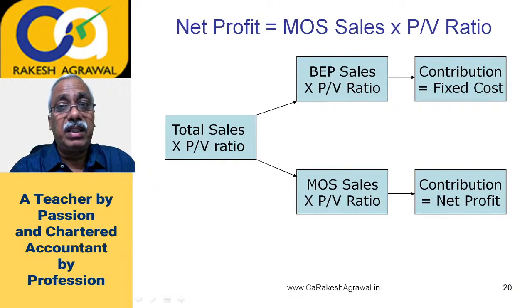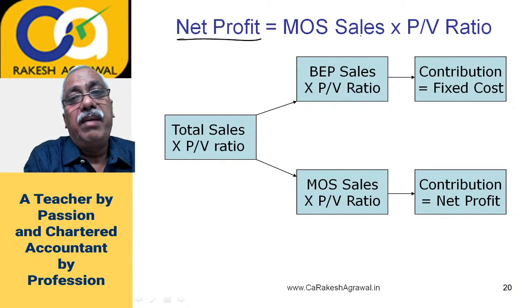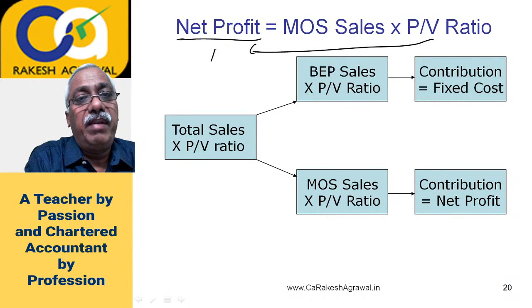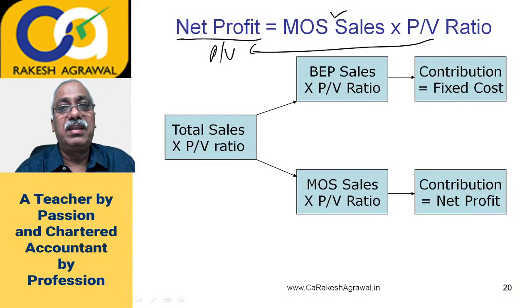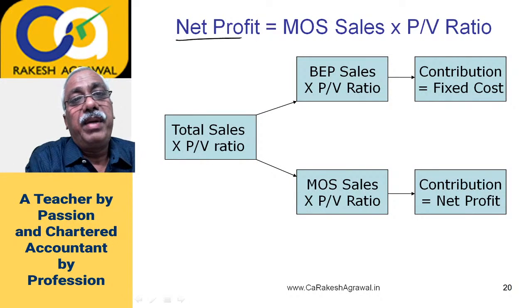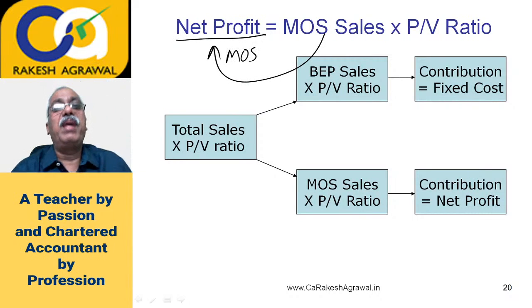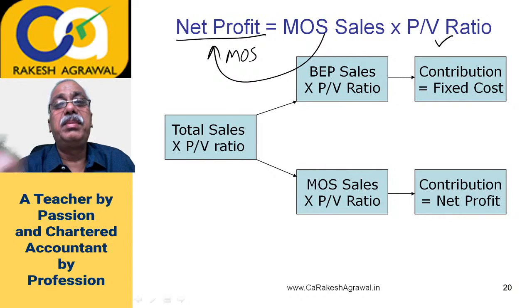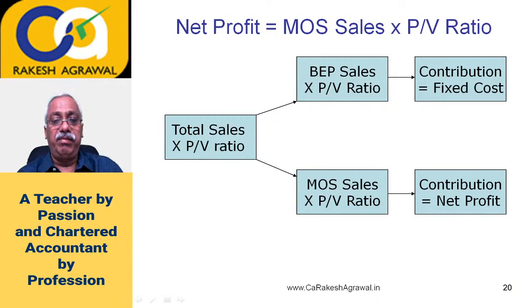And my dear friends, by shuffling this formula, you will get two more formulas. Net profit divided by PV ratio, you will get margin of safety sales, correct? If I bring PV ratio to the left side. Or net profit divided by margin of safety sales, you will get PV ratio. So this reshuffling can be done, and you will get multiple formulas if you wish to.